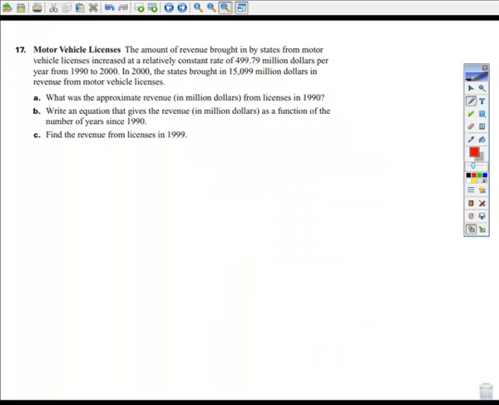One last problem. Motor vehicle licenses. The amount of revenue, which is money brought in by states from motor vehicle licenses, increased at a relatively constant rate of $499.79 million per year from 1990 to 2000. In 2000, the states brought in $15,099 million in revenue from motor vehicle licenses. So this is the constant rate. We know the constant rate is the slope.